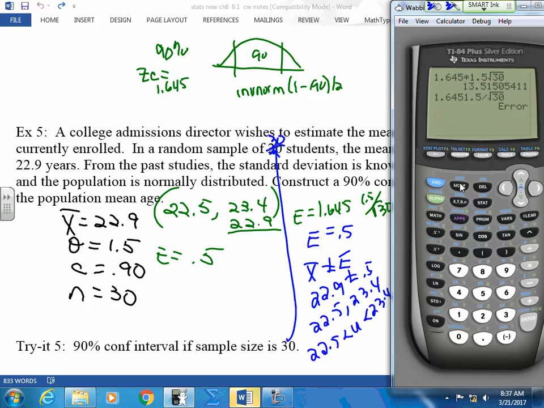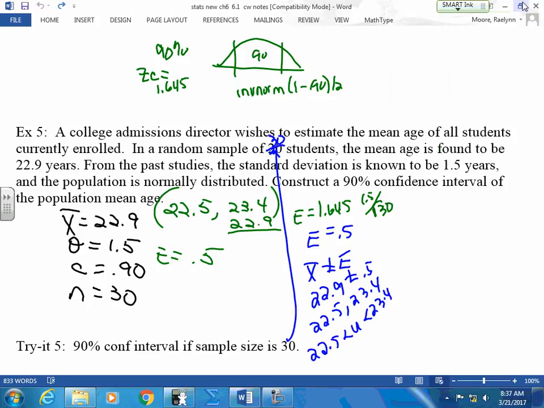And now, to finish this, my interpretation is I want to be 90% confident that what? That my population mean age of all students enrolled will fall between 22.5 and 23.4 years of age. I want to be 90% confident that I took my sample and I inferred this about my population. Okay? Okay, tomorrow we'll finish this.